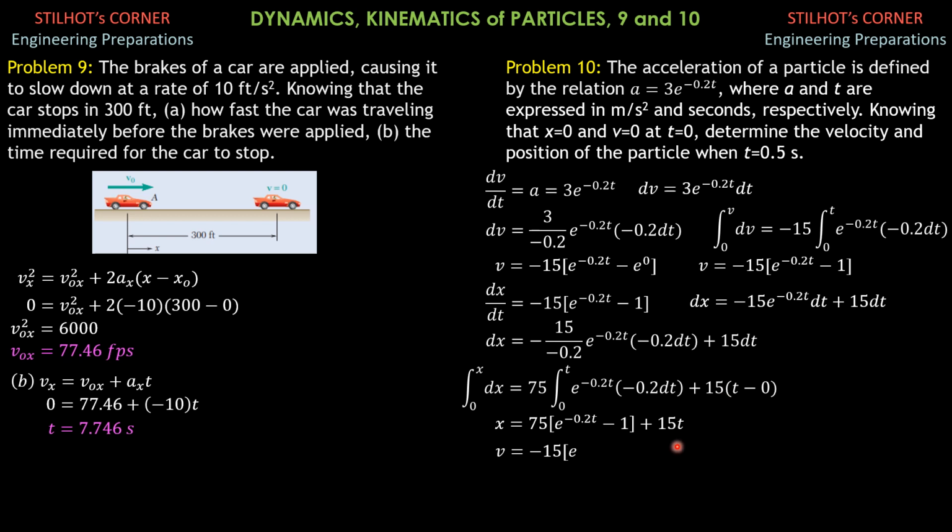So first, for velocity, negative 15 quantity e to the negative 0.2 times 0.5 minus 1. So the velocity when time is 0.5 seconds is equal to 1.427 meters per second. Then the position, we have derived the position here. We substitute t equals 0.5. So x is 75 times e to the negative 0.2 times 0.5 minus 1, then plus 15 times 0.5. So using your calculator there, x is equal to 0.3628. So x at 0.5, the position when time is 0.5 seconds, is 0.3628 meters.